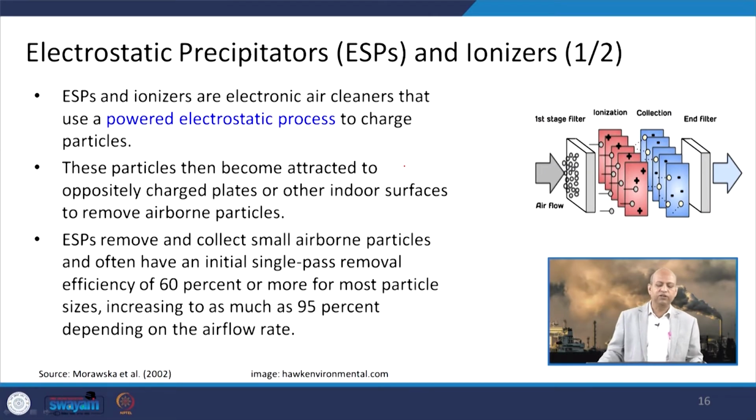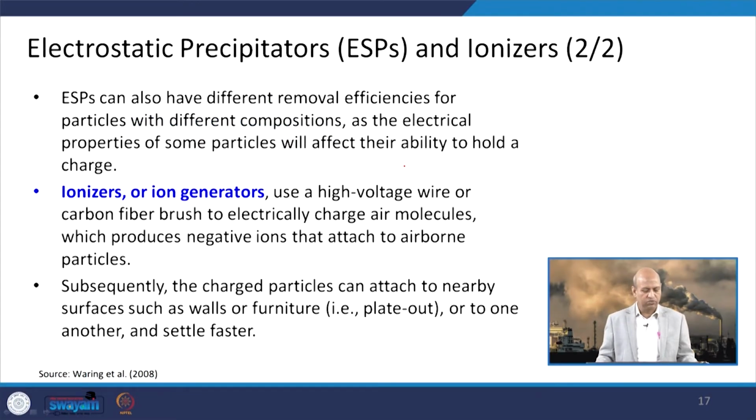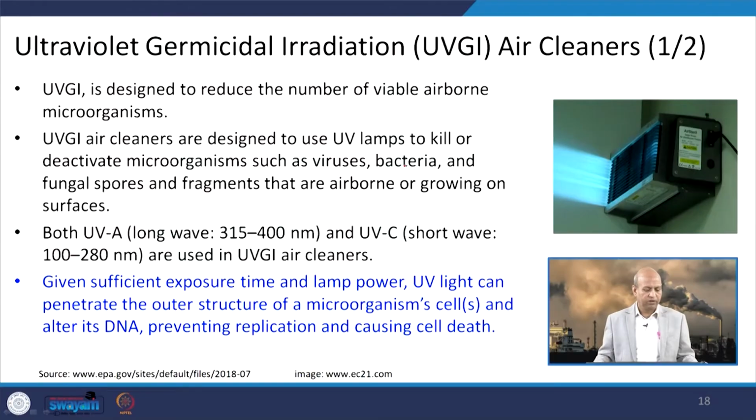Well, when we talk about electrostatic precipitators or ionizers, ESPs can be used for removing particles with high efficiency. They can collect small airborne particles, and they can have efficiency varying from 60% to even 95% depending upon the size of the particles, how much path is there, and how many plates are there, all those issues. Then ionizers, ion generators, can be there. They also create a situation where charged particles can be captured by other filters or plates of different charges.